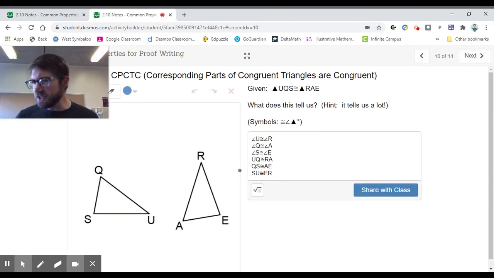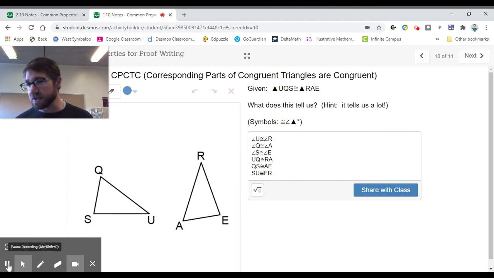One more, CPCTC. Everybody's favorite acronym, stands for corresponding parts of congruent triangles are congruent. If you know that two triangles as a whole are congruent, then you know a whole bunch of other stuff has to be congruent between those triangles. Basically, every angle that's in a corresponding position and every side that's in a corresponding position. So usually the way this works out in a proof is maybe throughout the course of a proof, you show that two triangles are congruent, and then you can say that one specific set of sides or one specific set of angles is also congruent.